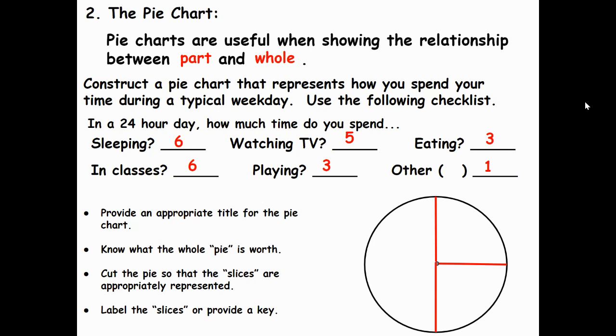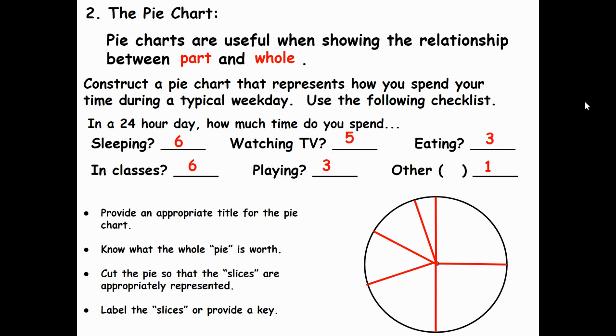Watching TV, you spend 5 hours. So that's almost half of the other half. Okay, so that's about 5. You play video games or whatever, that's another 3. You figured you spent about 3 hours eating that day, and then the other hour that's left, that teeny tiny little slice at the top, that's your other thing: showering, brushing your teeth, all that kind of stuff. Then you would just label each part with what its value is and what it represents.